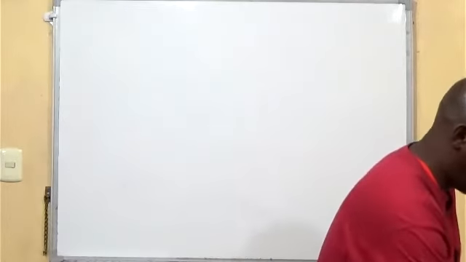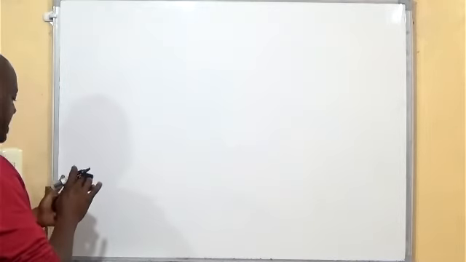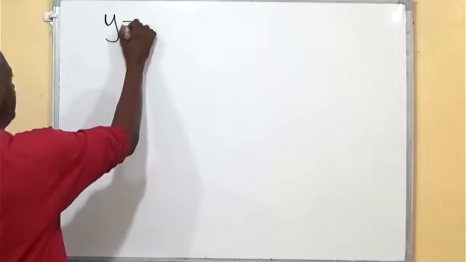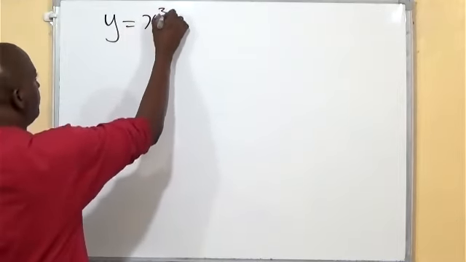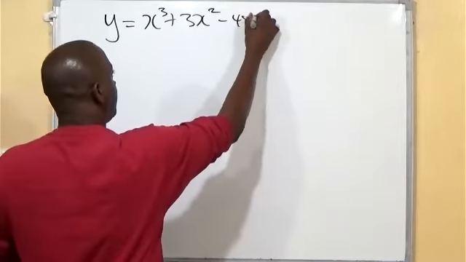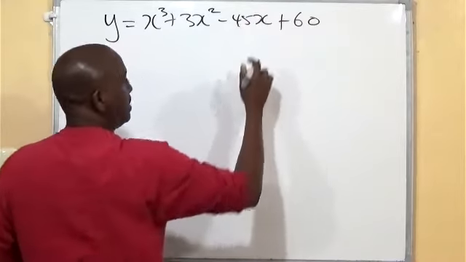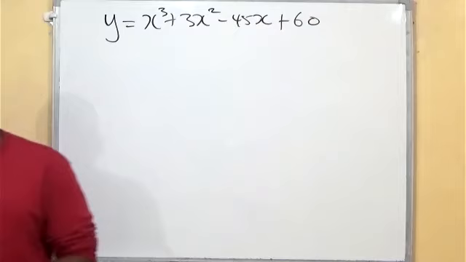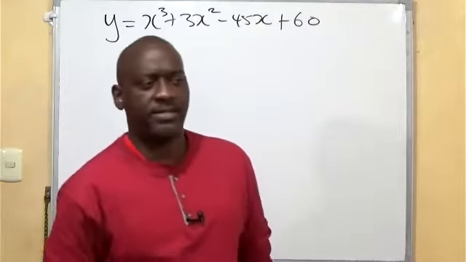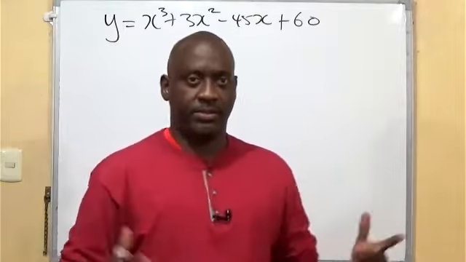All right. So in this question, they give us the curve. They say find the coordinates and the nature of the stationary points of the curve. I mean, you couldn't get it more straightforward than that. y is equal to x cubed plus 3x squared minus 45x plus 60, right? You start off with the tricky question and then go back into the simple one, so we get a total picture.